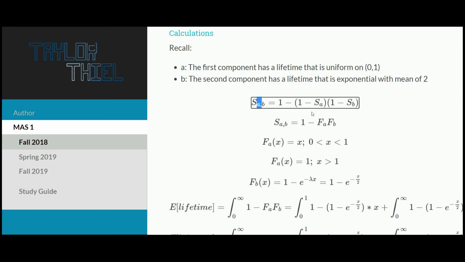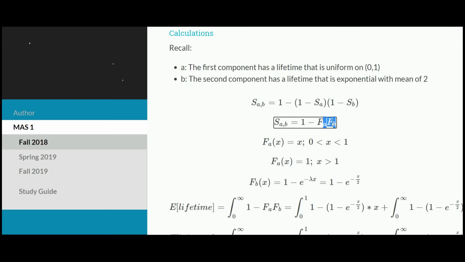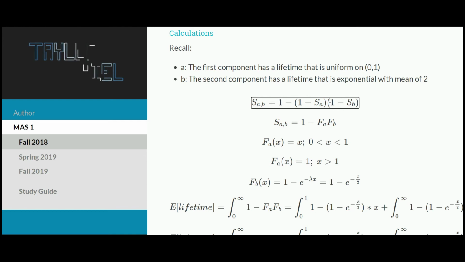The system can fail if both components fail. So we're going to do 1 minus both of them failing. And failure rate is 1 minus the success rate, so that's why there's a bunch of 1 minuses here. But this just works out to be 1 minus each of them failing.